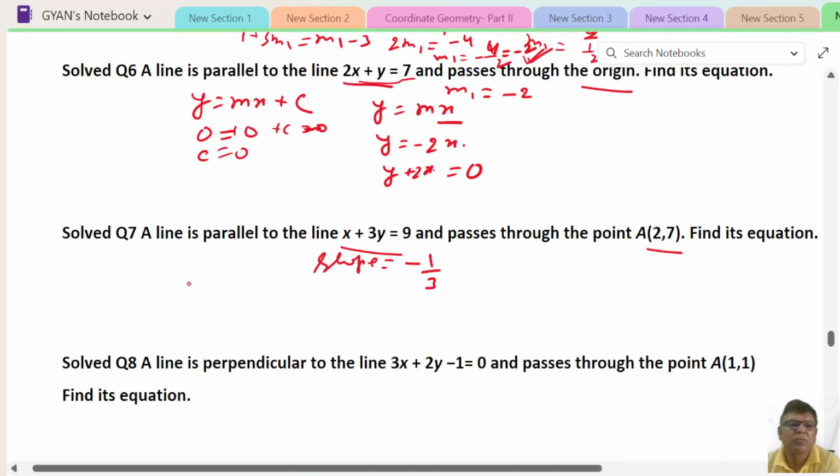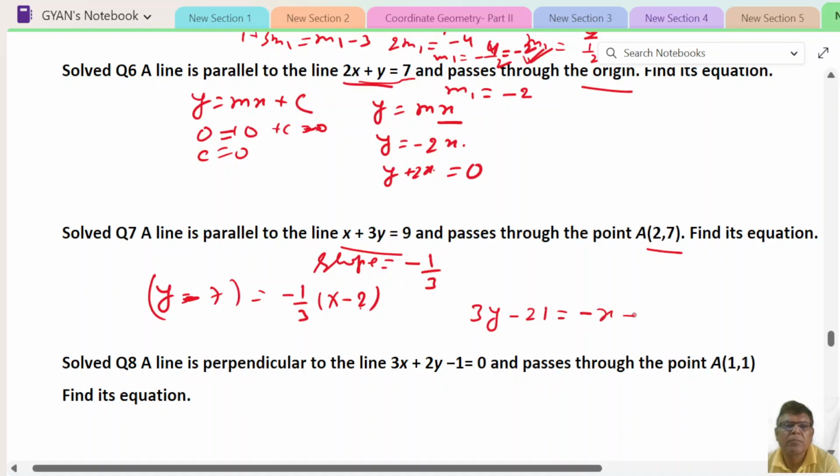Slope is this one. So y minus 7 is equal to minus 1 by 3 into x minus 2. So 3y minus 21 is equal to minus x plus 2. So the equation will be 3y plus x is equal to 23.